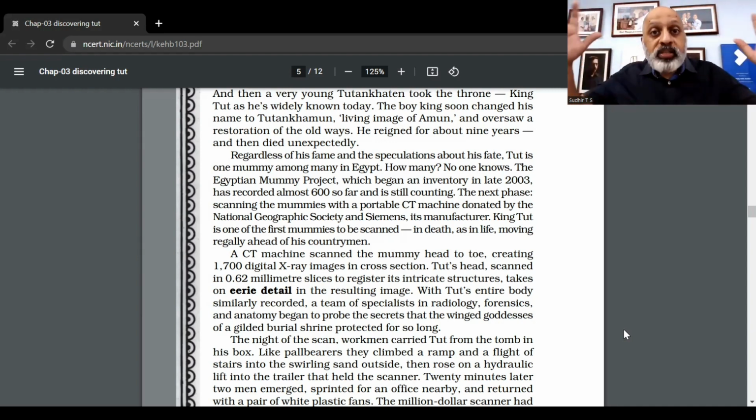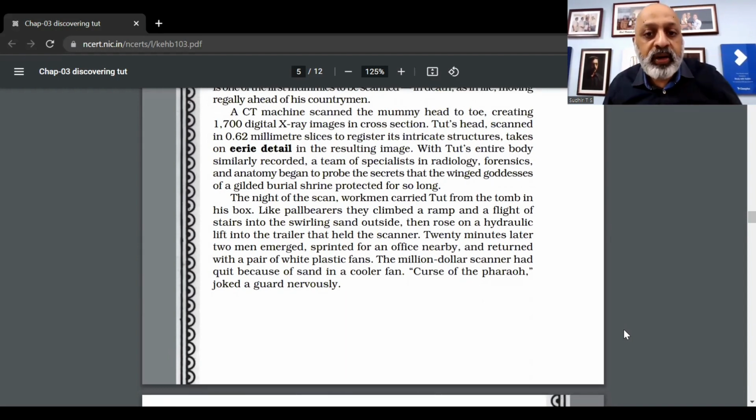Winged means the goddesses with wings etc. had protected. That must have been outside where the burial site was. The night of the scan, the workmen carried Tut from the tomb in his box like pallbearers, like four people carry a coffin. They climbed a ramp, came up, and a flight of stairs into the swirling sand outside. Outside the wind was blowing like a storm, sand flying around. Then he rose on a hydraulic lift into the trailer that held the scanner, where the CT scan machine was.